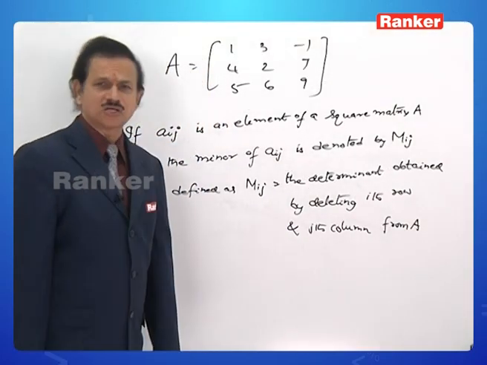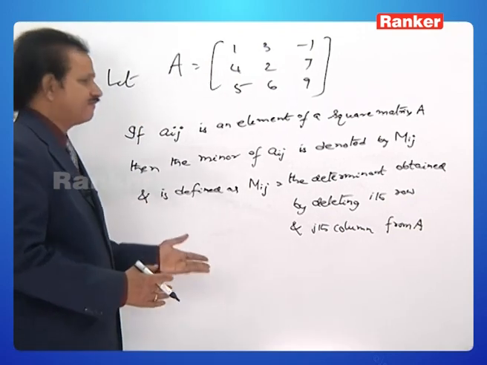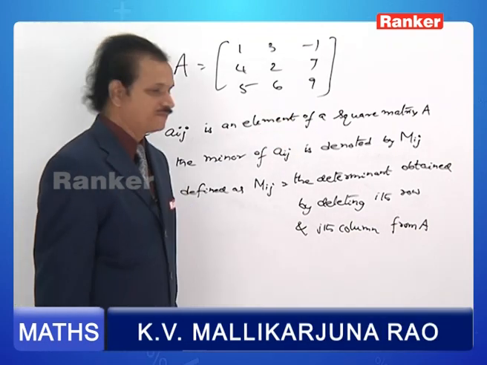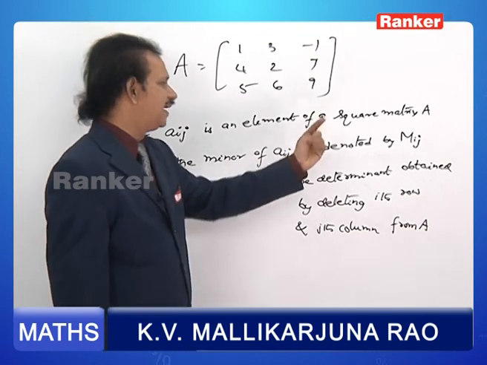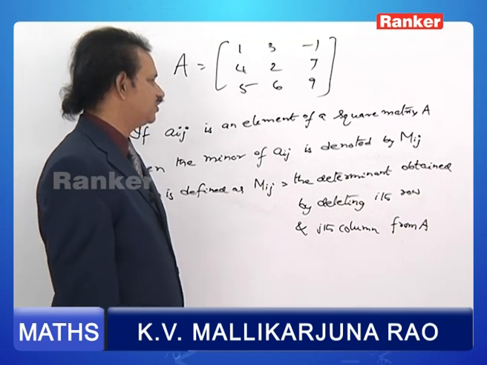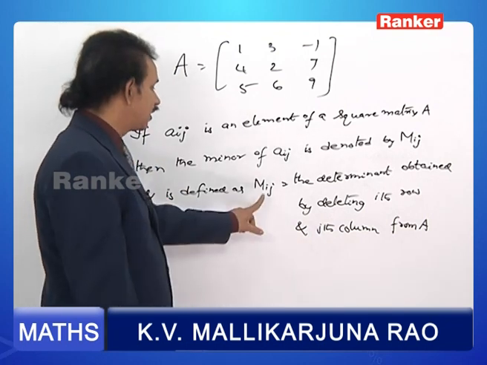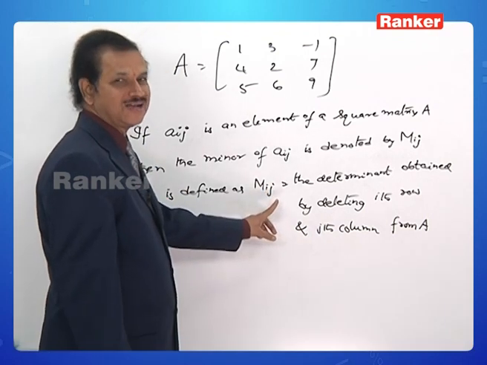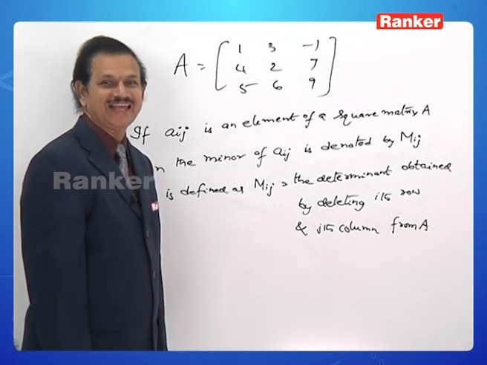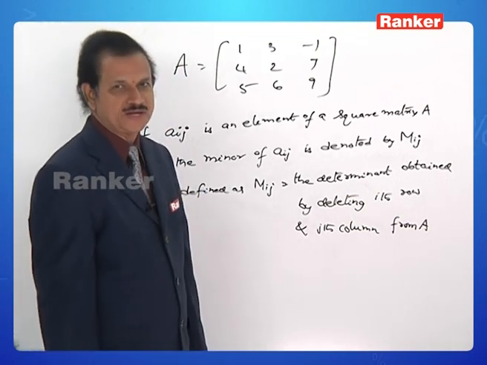The sentence may look somewhat lengthy, but the way in which we follow this meaning is very simple. If Aij is an element of a square matrix A, then the minor of Aij is denoted by Mij and is defined as the determinant obtained by deleting the ith row and jth column, that is, the row in which it is present and the column in which it is present. This is the meaning of the minor of Aij. Okay, let us calculate the minors so that it will be understood very clearly.